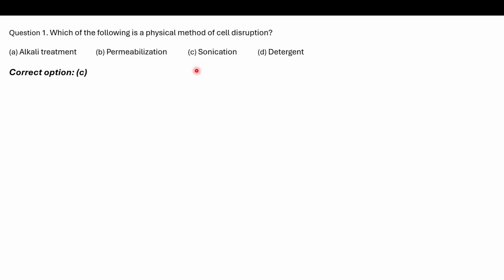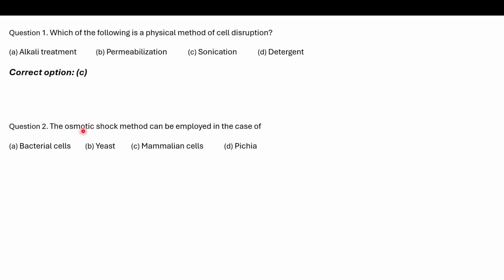Yeah, correct. It's sonication. Then we talked about the osmotic shock method. Osmotic lysis can be employed in which case? Which of the following cells? No, because in case of bacterial cells, you have cell walls, right? So the movement of water, the gushing in of water, is restricted because of the thick layer of cell wall. But in case of mammalian cells, you only have a cell membrane.